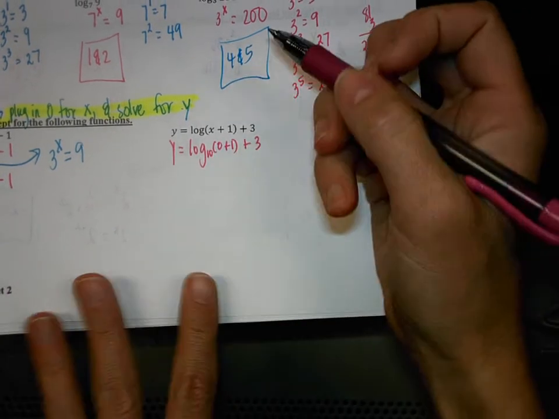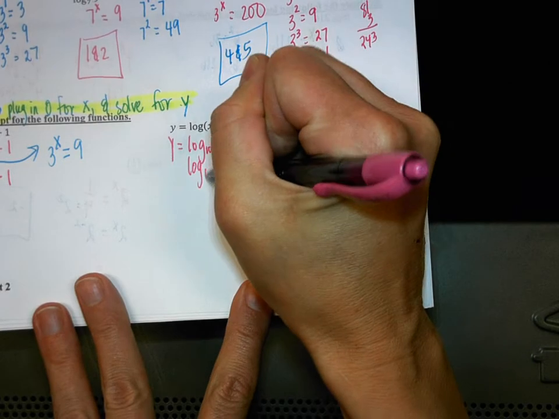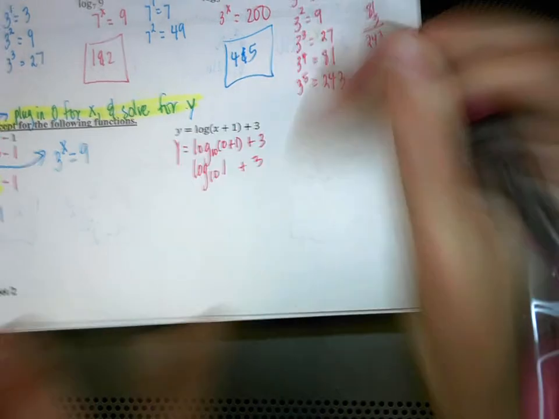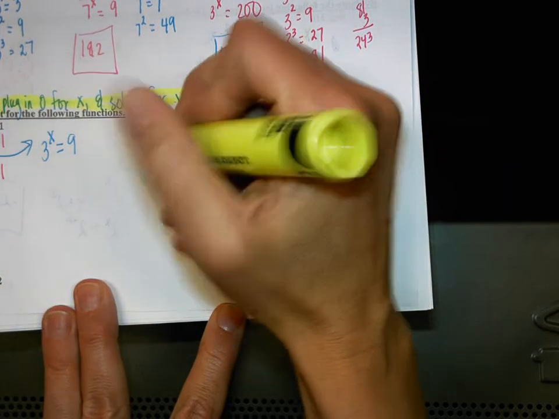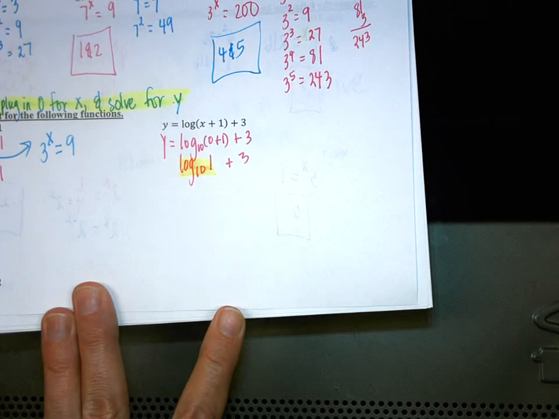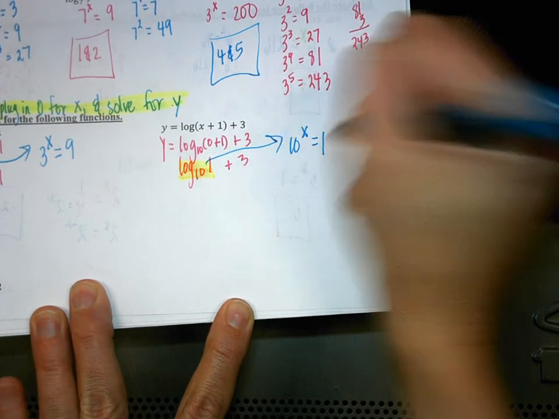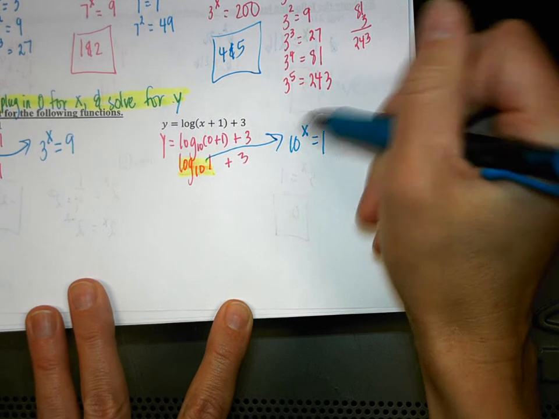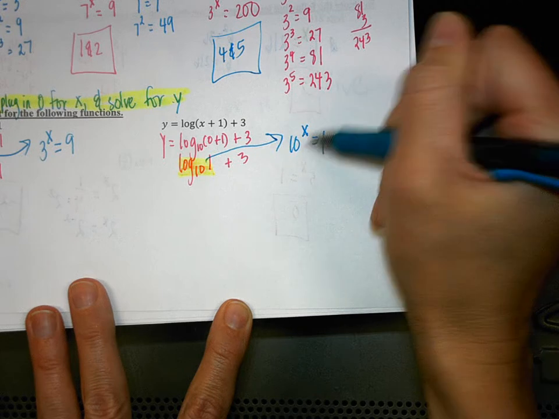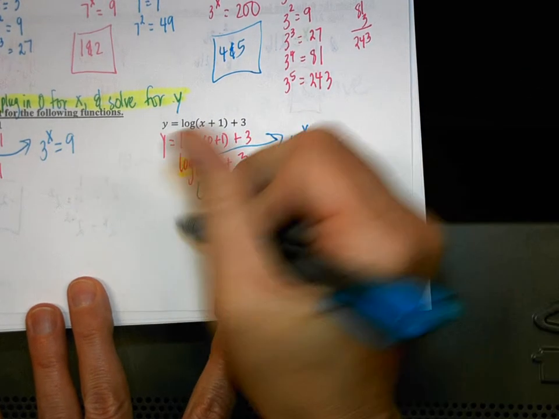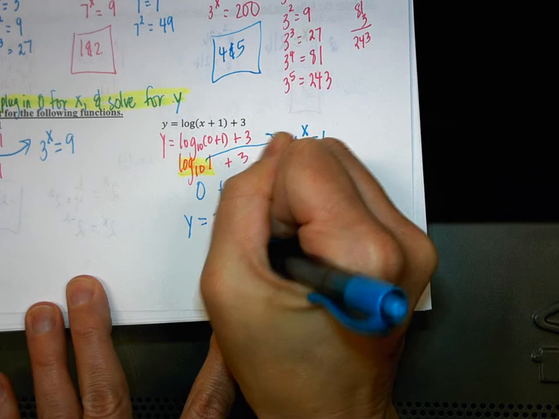Okay, and so log base 10, 0 plus 1 is what? 1. Okay, and so log base 10 of 1, that is saying 10 to what power equals 1? Well, the only way to get a 1 here is by what power? 0. And so we have 0 plus 3, so therefore y equals 3. Any questions?